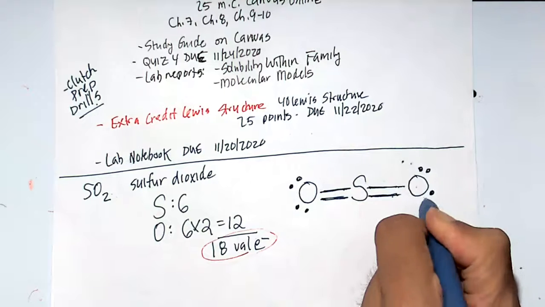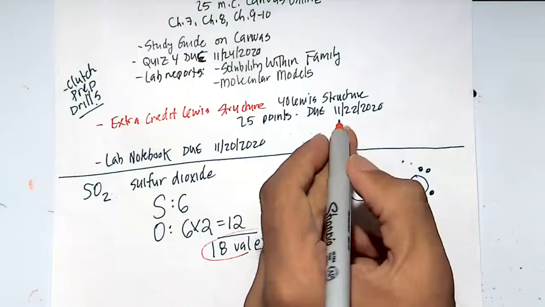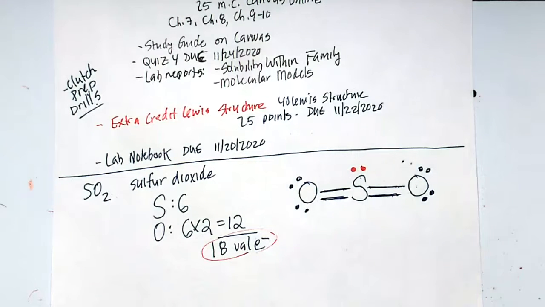3, 4, 5, 6, 7, 8, 9, 10, 11, 12, 13, 14. 15, 16, where do you think 17 and 18 should go? Where will it go? On the sulfur, very good. 17 and 18. Yep. So that would be the best Lewis structure of SO2.